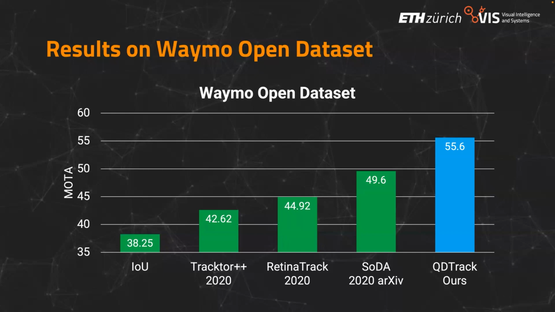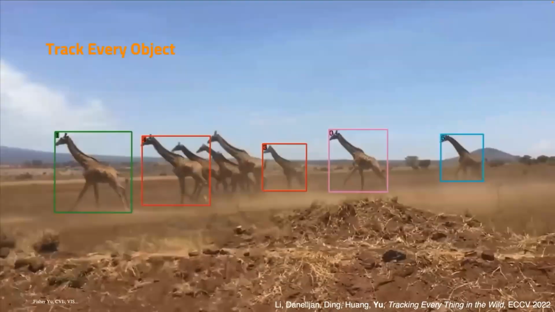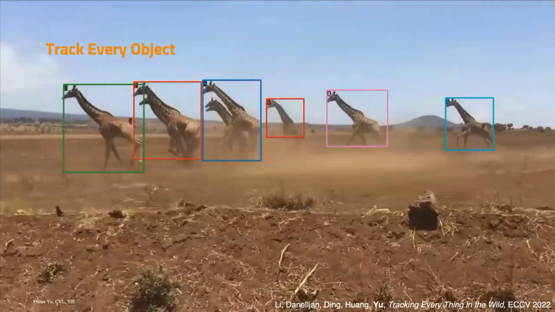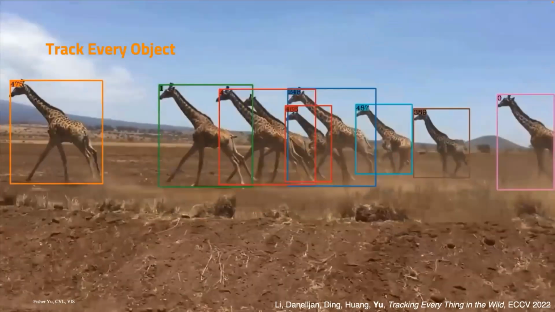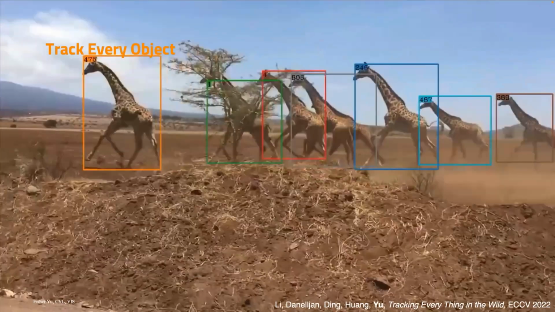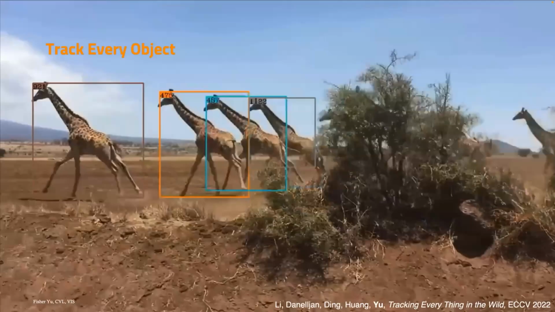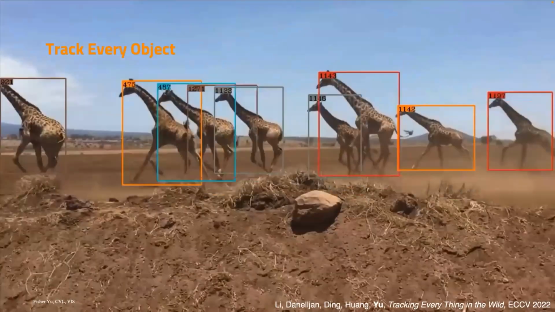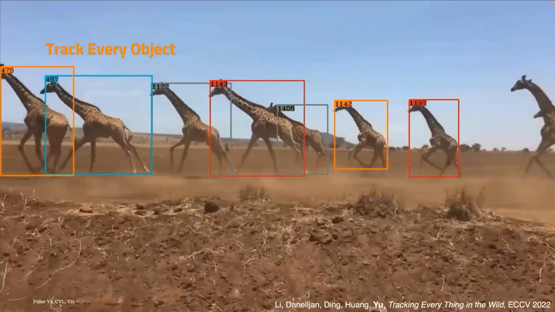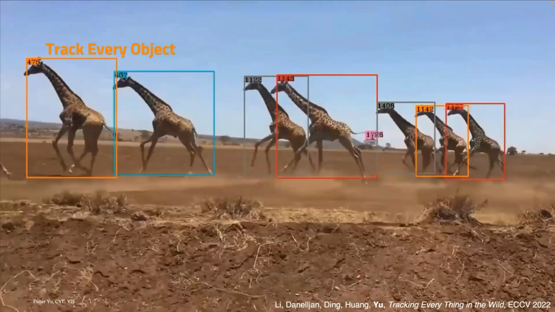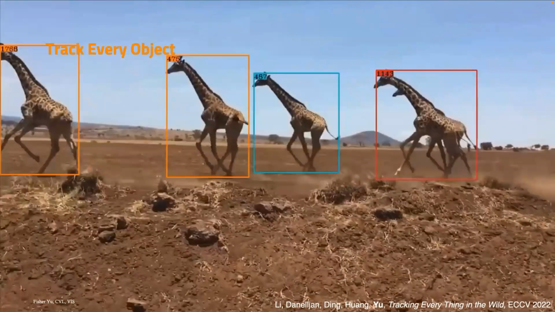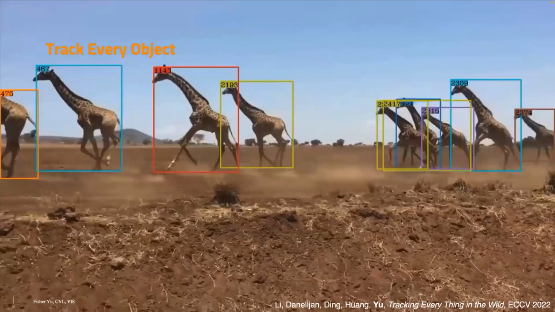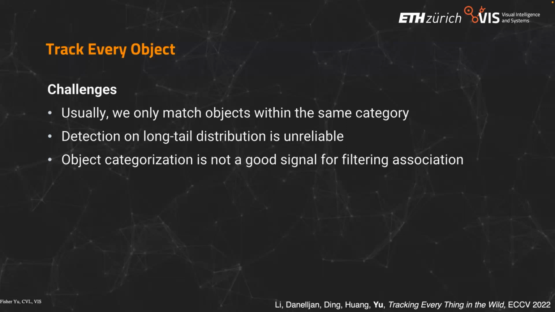However, in the end, we hope that we are able to track every object in different scenarios. This will be beneficial for the universal application of object tracking. At the same time, even on street scenes, there are many objects in the long tail distribution or very thin objects that we want to track, and they may become a source of danger on the street. However, when we want to track every object, we actually run into some trouble.